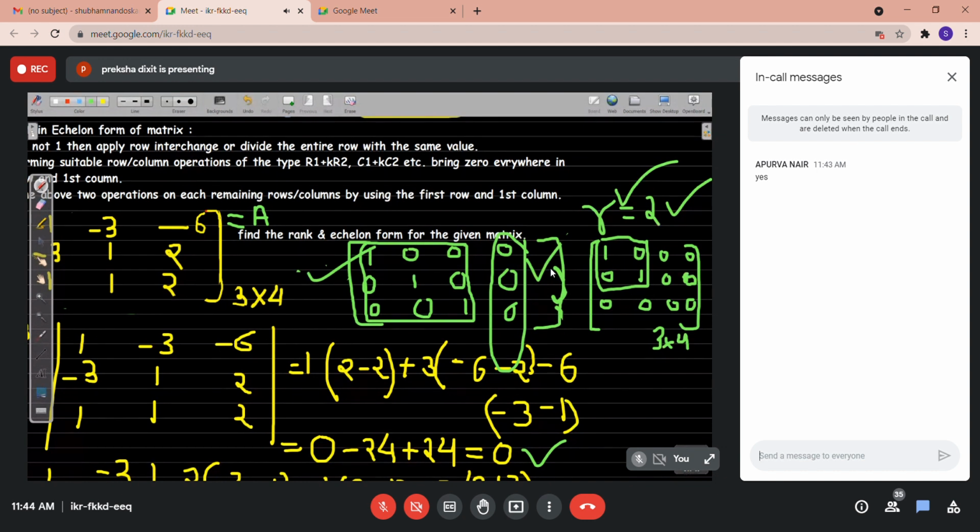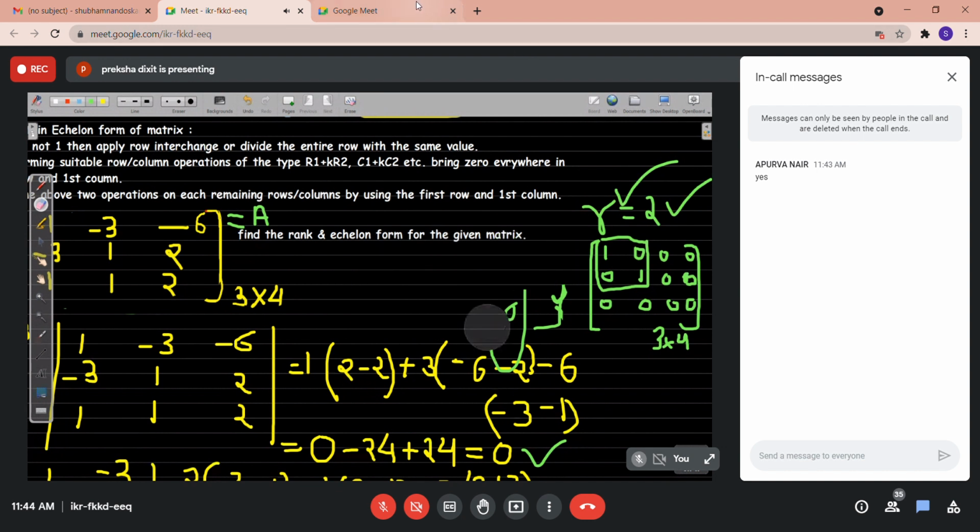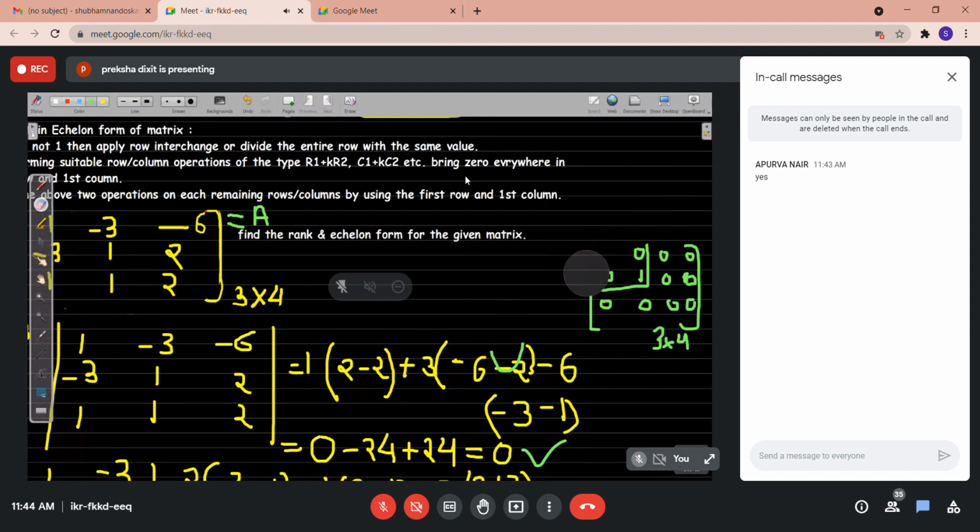Okay, now to reduce it into an echelon form, we need to follow a few transformation steps, either row transformation or column transformation. So let us now solve this matrix to get its echelon form by getting its row. So let me erase this echelon form of a matrix for a while, because first we are going to calculate rank. We will confirm the value of rank first, and then we are going to reduce it into its echelon form.